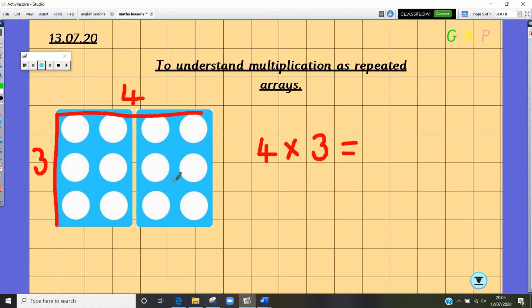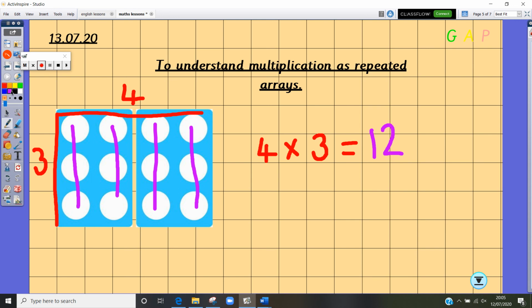So this means there are 4 groups of 3 counters. So I've got 1, 2, 3, 4. There's my 4 groups. Okay, so let's count them all together. We've got 3, 6, 9, and 12. So the answer I'm looking for today is 12. Okay, huge well done if you've got that right.